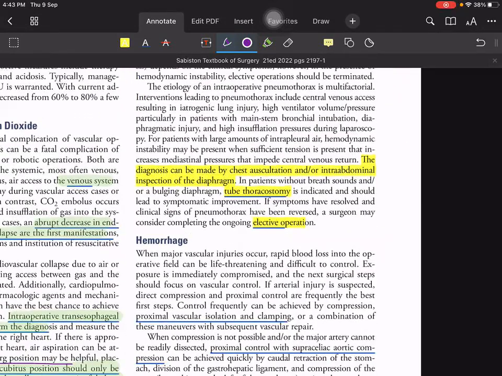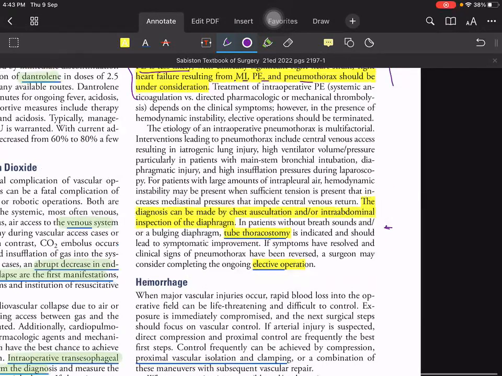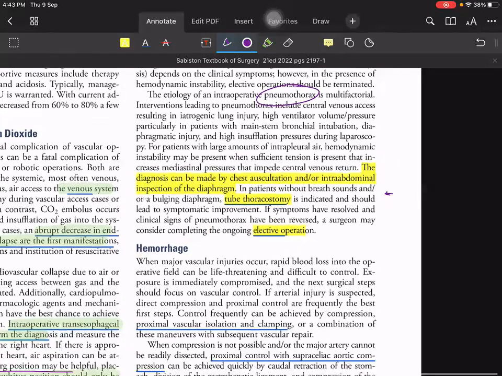The diagnosis can be made by chest auscultation and intra-abdominal inspection of the diaphragm. In a patient with absent breath sounds and a bulging diaphragm, tube thoracostomy is indicated. They are telling pneumothorax. Tube thoracostomy is indicated, and after that we have to go for definitive elective operations.